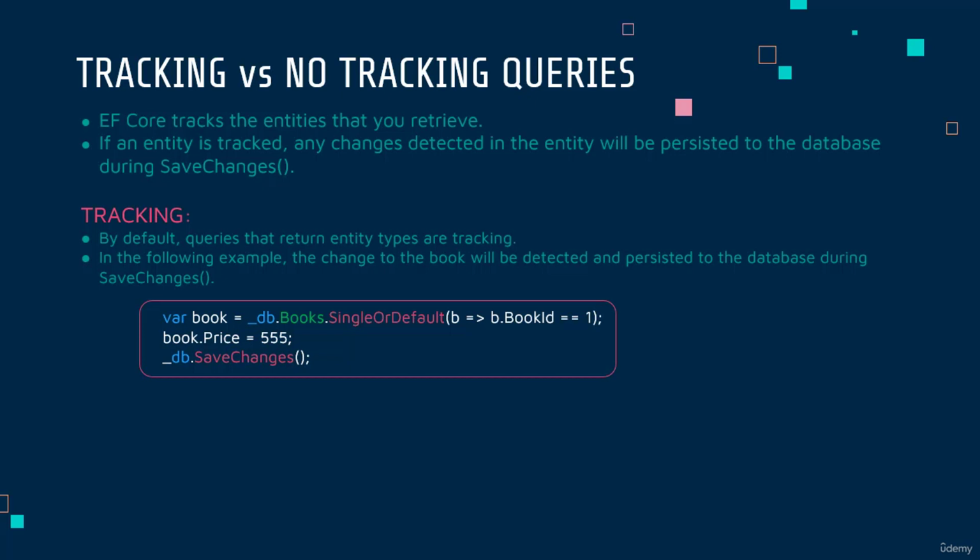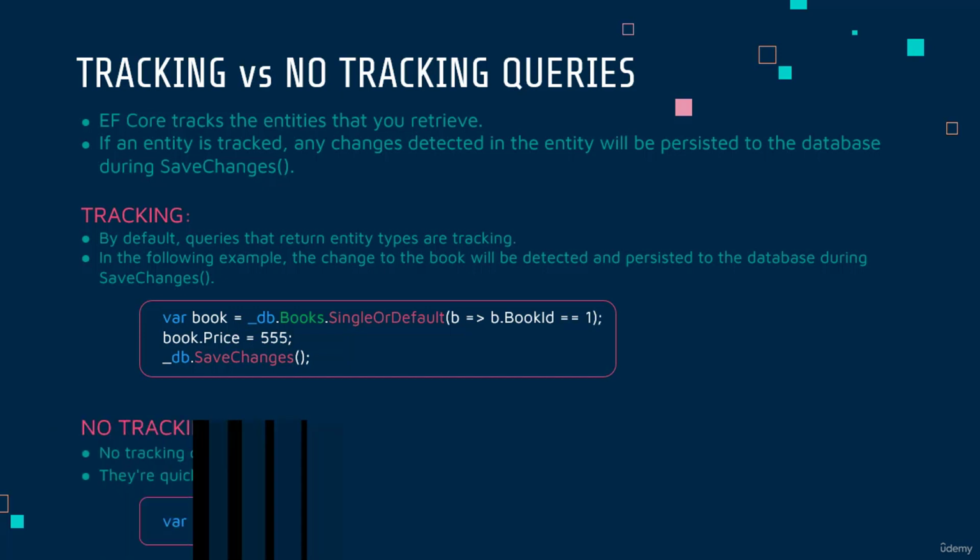But the main question is, what if you do not want the tracking feature? Like when you are retrieving the list of all of the books to be displayed on the screen, we are not going to modify anything directly there. So why do we track that? Tracking requires extra resources and we do not like wasting our resources.